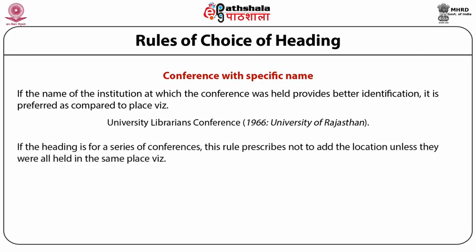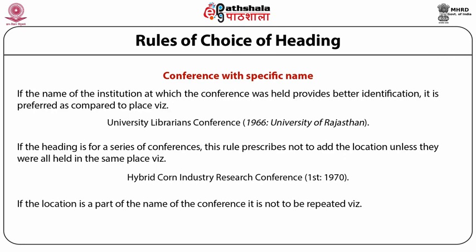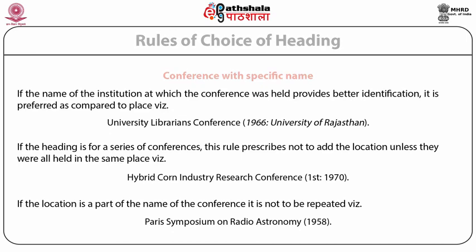If the heading is for a series of conferences, this rule prescribes not to add the location unless they were all held in the same place. For example, Hybrid Corn Industry Research Conference (1st, 1970). If the location is a part of the name of the conference, it is not to be repeated. For example, Paris Symposium on Radio Astronomy (1958).